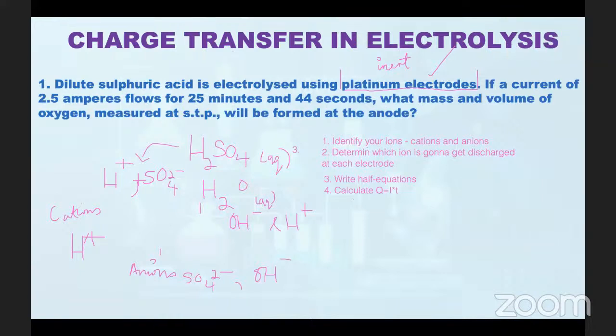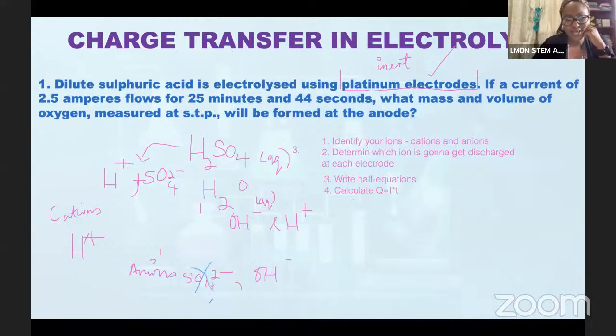Yes, miss. So we can cross out this. We don't need this, or cation. So at the cathode, we're going to write the half equation for the reduction of the hydrogen ion. And then at the anode, we're going to write the half equation for the oxidation of the hydroxide ion, right? So at the cathode now, it's hydrogen that's going to get reduced.